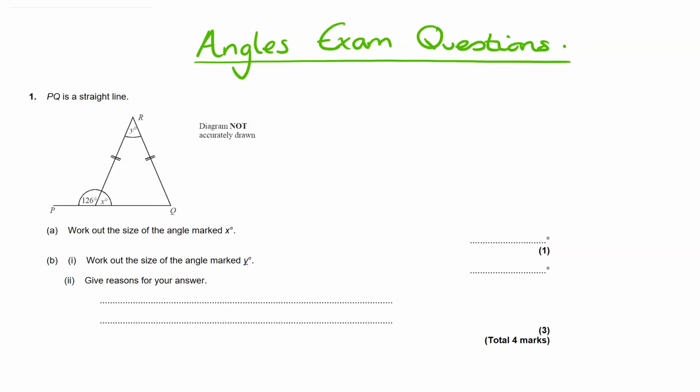So we have PQ is a straight line, and we are asked to work out the size of the angle marked X. If this is a straight line, then 126 and X must equal 180. So 180 minus 126 is going to be whatever angle X is. So that's going to give me 54 degrees.